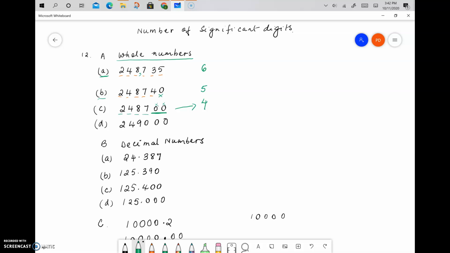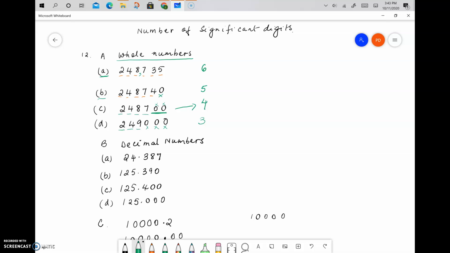Let's look at part D. Now you get the idea. The last three zeros do not count. If we have zeros at the end of a whole number, those do not count. So we have 1, 2, 3 significant digits. I think you get the idea by now. In a whole number, when we are counting the number of significant digits, if the whole number ends with zeros, do not count those zeros.